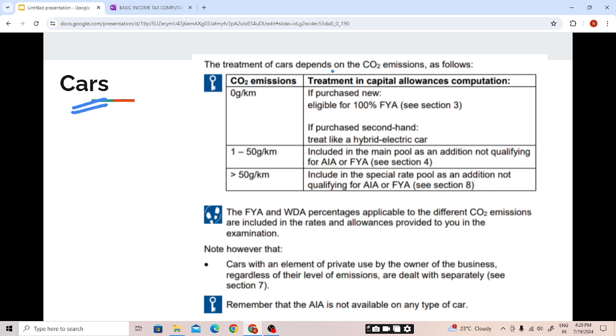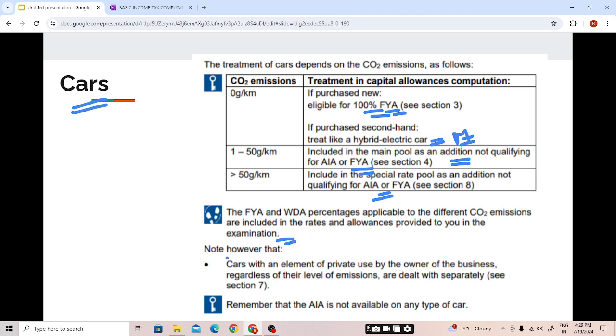The treatment of cars depends on the CO2 emissions as follows: 0 CO2, if purchased new, FIA full 100%. If purchased second hand, like hybrid cars, then main pool, students. If 1 to 50 grams, included in the main pool as an addition and not qualifying for AIA or FIA. More than 50, it will be included in the special rate pool as an addition, not qualifying for AIA or FIA. The WDA percentages applicable to the different CO2 emissions are included in the rates and allowances provided to you in the examination.